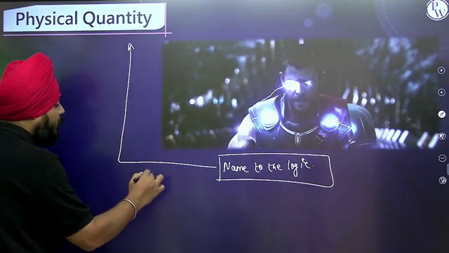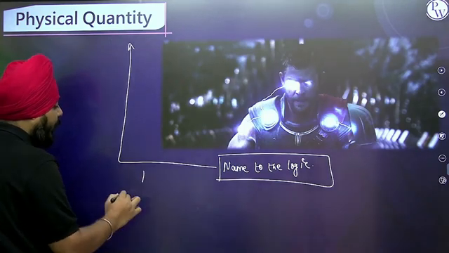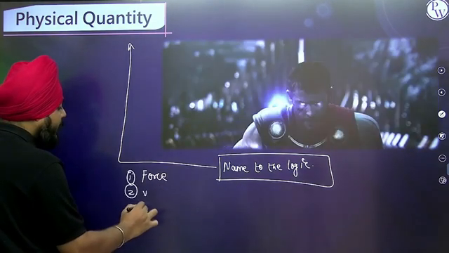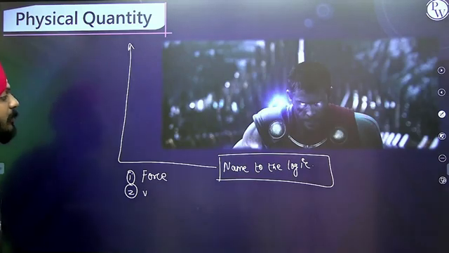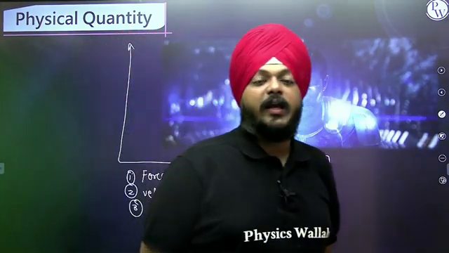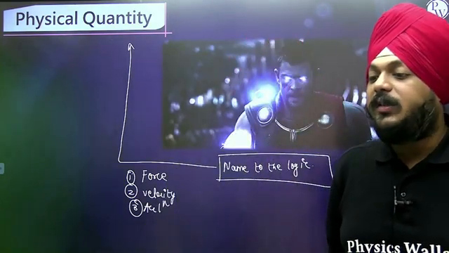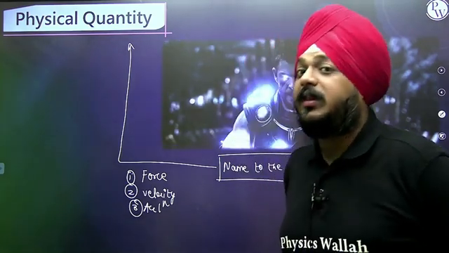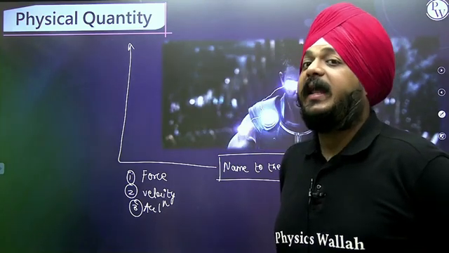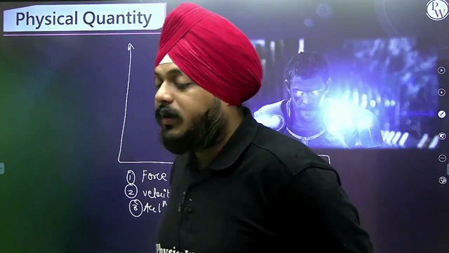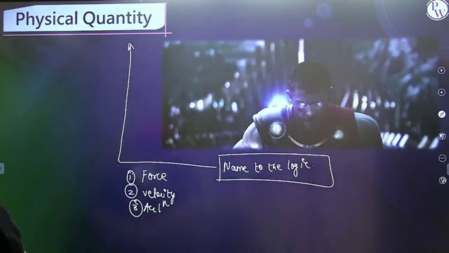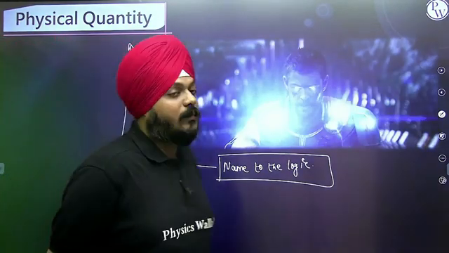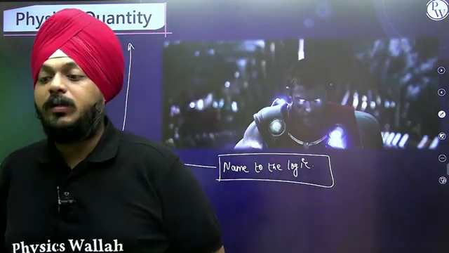I must say force. Force is a physical quantity. Second, velocity is a physical quantity. Third, acceleration is a physical quantity. Momentum is a physical quantity. Angular momentum is a physical quantity. Torque is a physical quantity. They are all associated with the logic behind any activity that is going on. So this is what physical quantity is all about.